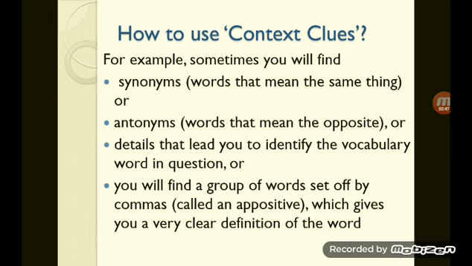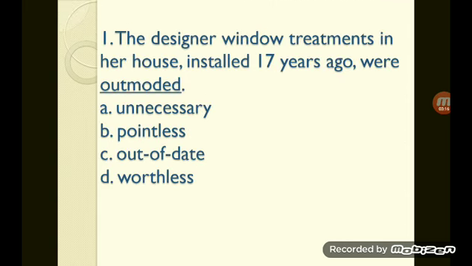There are also some details which are going to help provide a hint as to what the meaning of the word could be. We also will find a group of words which are set off by commas. This is called an appositive, which gives us a very clear definition, the meaning of the word. So let us come quickly to our exercises, and let us come to the first sentence here.